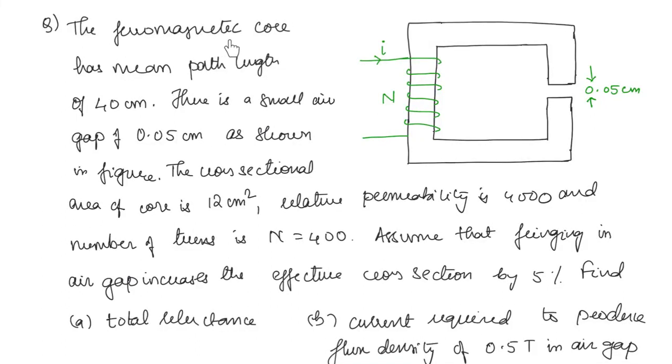The ferromagnetic core has a mean path length of 40 centimeters. There is a small air gap of 0.05 centimeters as shown in the figure. The cross-sectional area of the core is 12 centimeters squared. Relative permeability is 4000 and the number of turns N is equal to 400. Assume that fringing in the air gap increases the effective cross-section by 5%. Find the total reluctance and the current required to produce a flux density of 0.5 Tesla in the air gap.